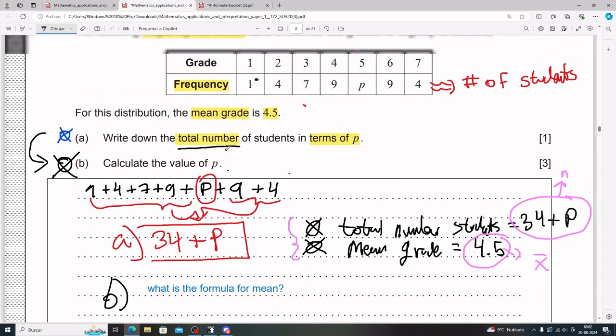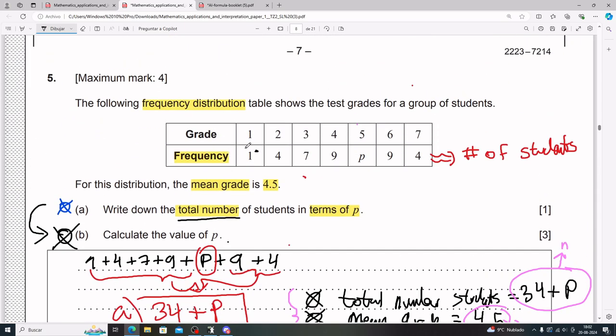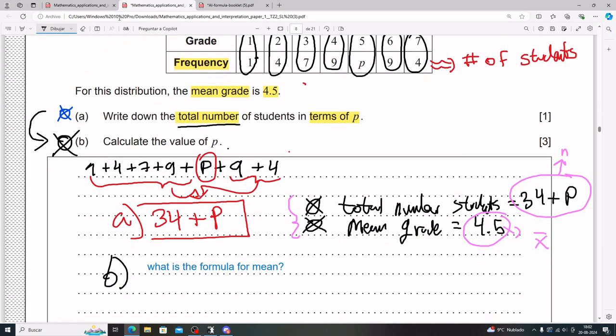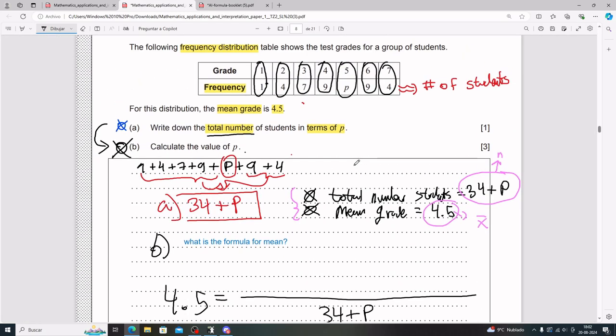So for finding the mean here, all you really need to do is multiply the grade times the frequency and add all of these multiplications, right? So you have to add 1 times 1 plus 2 times 4 plus 3 times 7 plus 4 times 9 plus 5 times P, etc., etc. How does it look on pen and paper? Here it is on your screen.